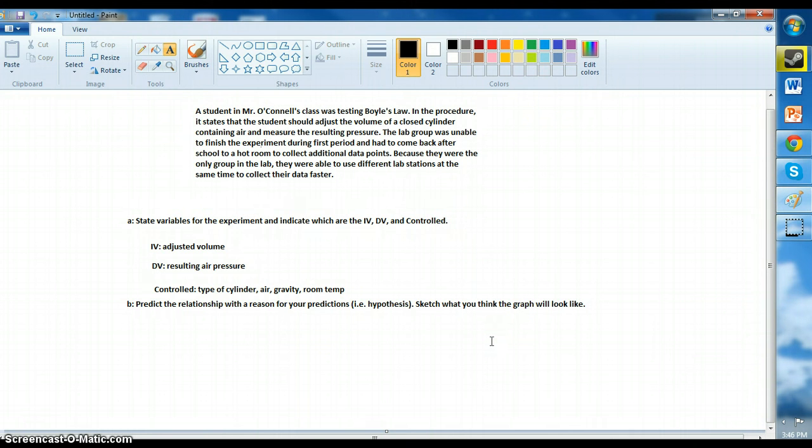So I said that if the volume of the closed cylinder is increased, then the resulting air pressure will be greater because there is more air trying to escape, because we know that heat expands, it also rises, which doesn't have much to do with this problem, but it is going to increase the volume within the cylinder, and there's going to be a lot more pressure from the air trying to escape.